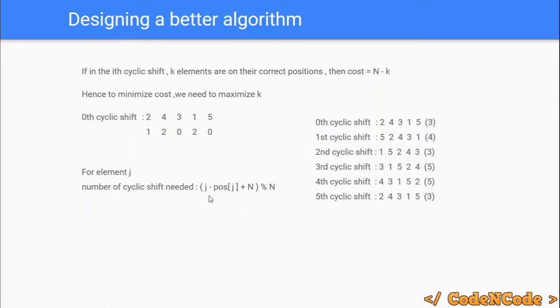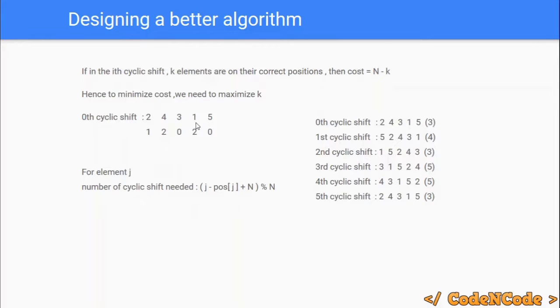Now see, I want you to think about this formula on your own. Why do we need to perform this modulo is because of this. Suppose to calculate for 4, you can directly calculate it by the actual position, which will be 4, minus the current position. Current position of 4 is 2, so it is 4 minus 2. 4 minus 2 is 2, which is its correct number of right cyclic shifts.